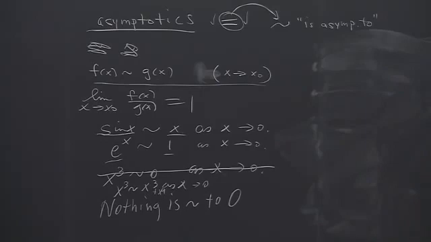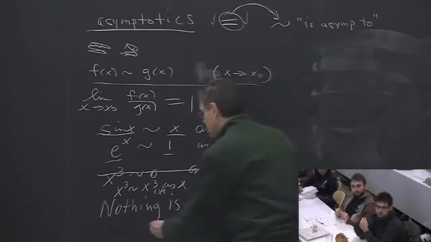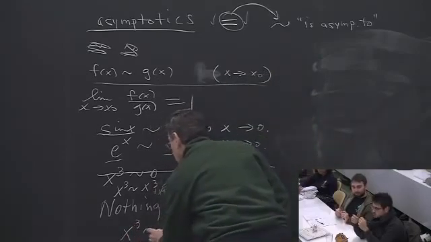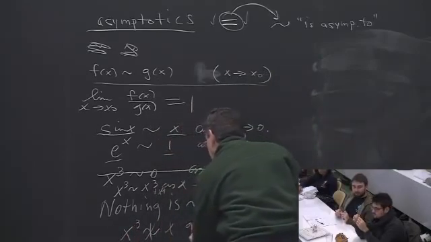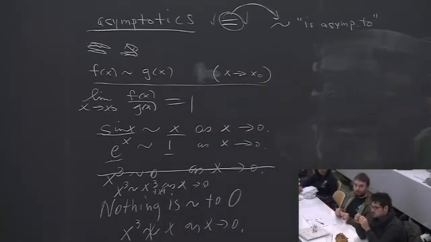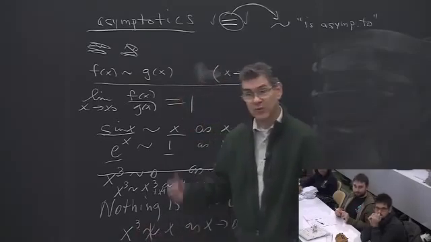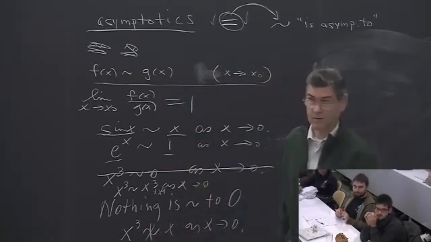Oh, if you want something simple, could you not put x? What's that? You could put x cubed is asymptotic to x? No, it isn't. Now, as x goes to 0. No, it's not true. X cubed is not asymptotic to x as x goes to 0. Oh, yeah. Okay, because the ratio of x cubed over x either approaches infinity or 0, but not 1.